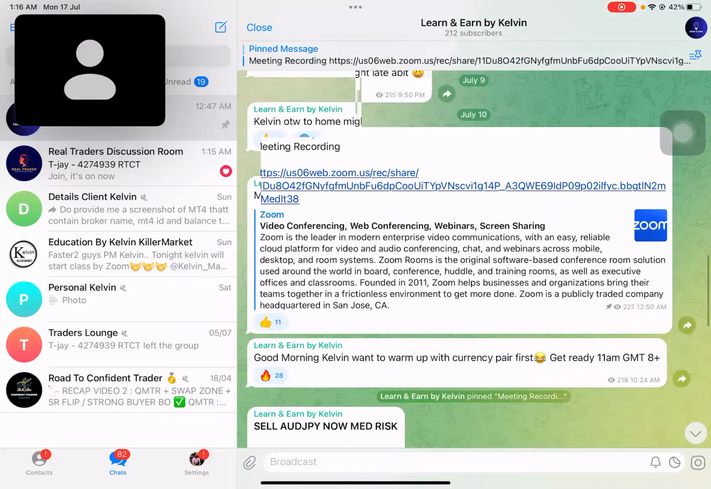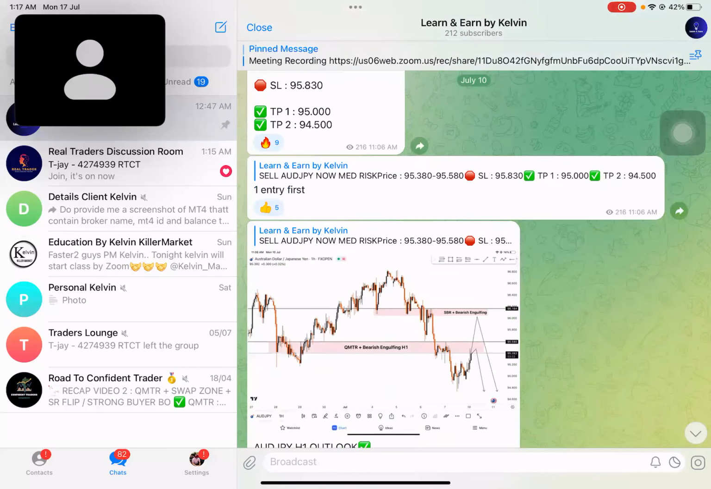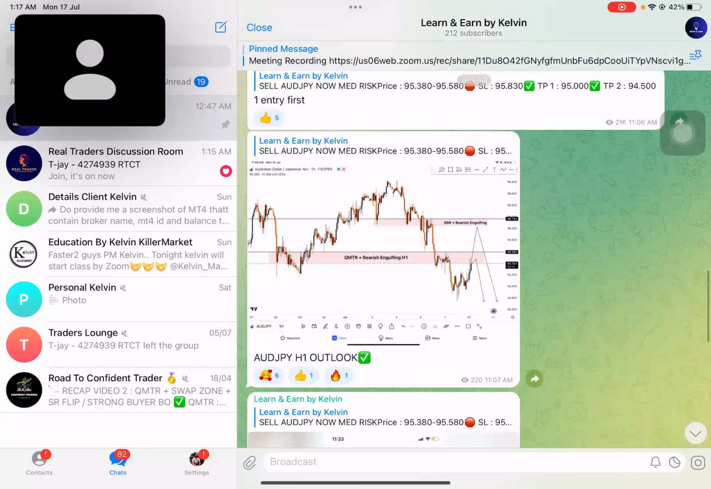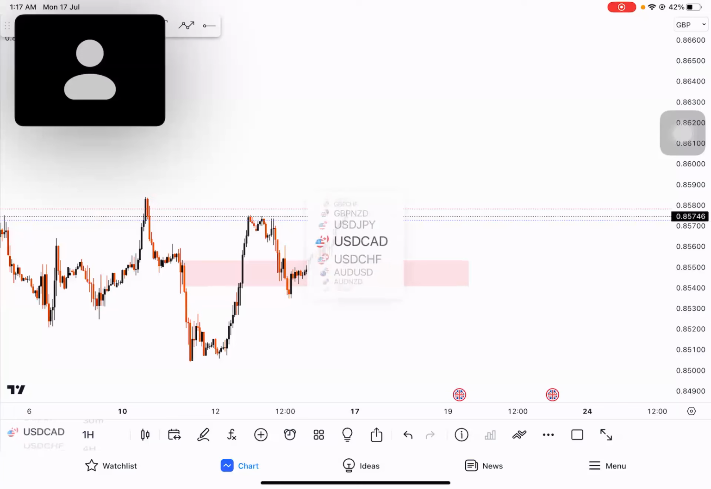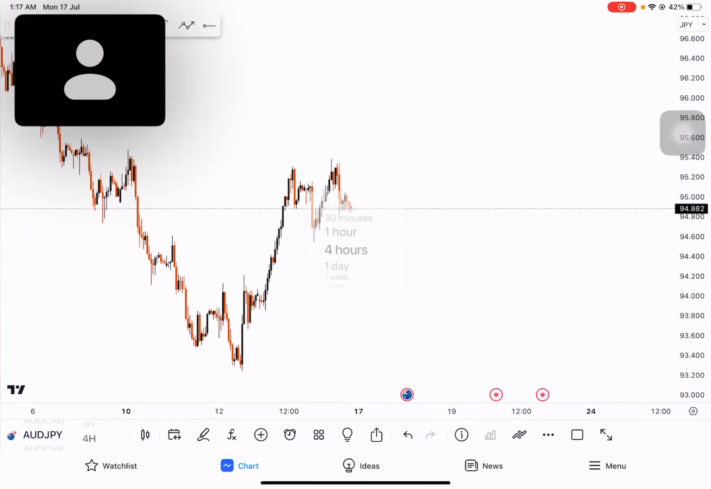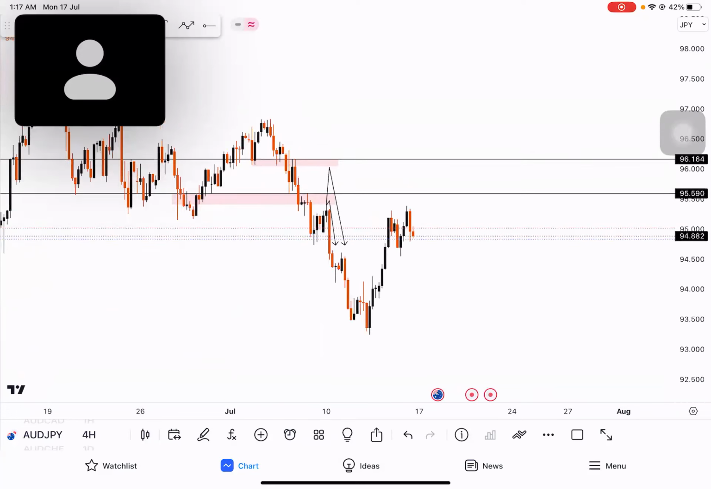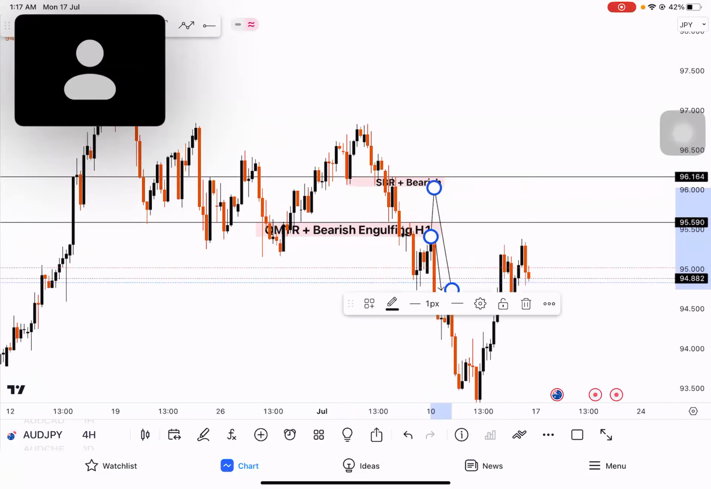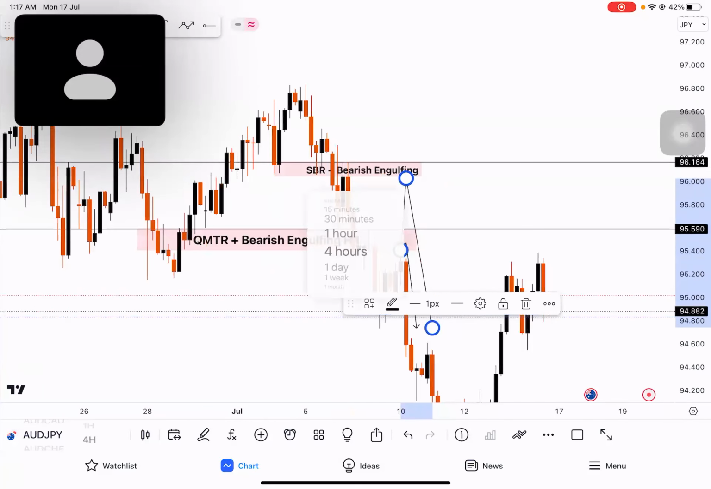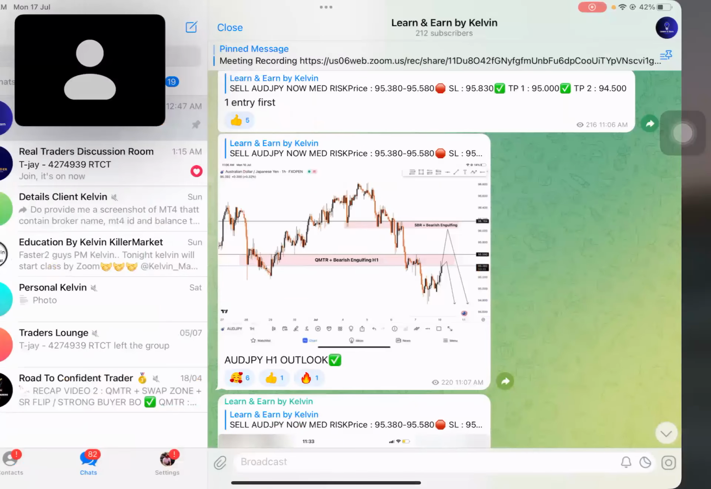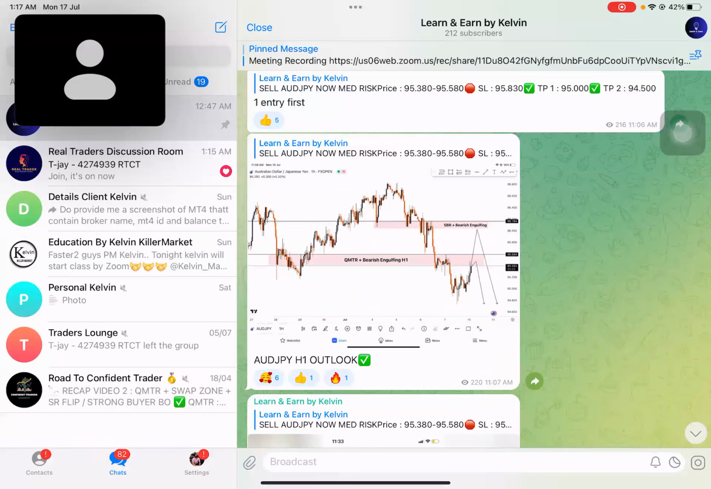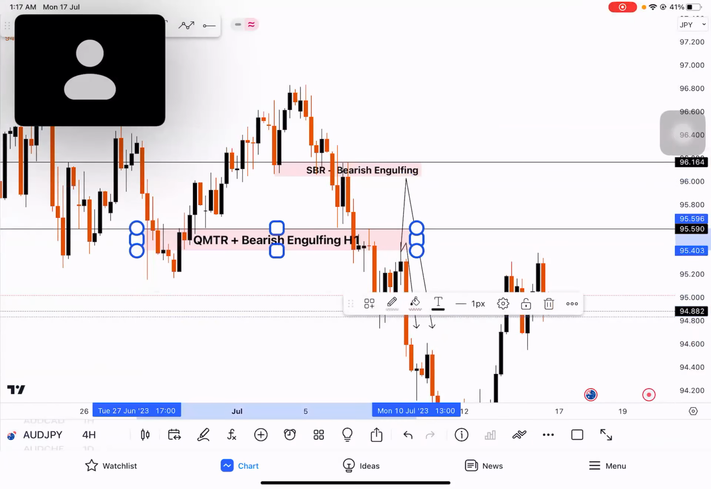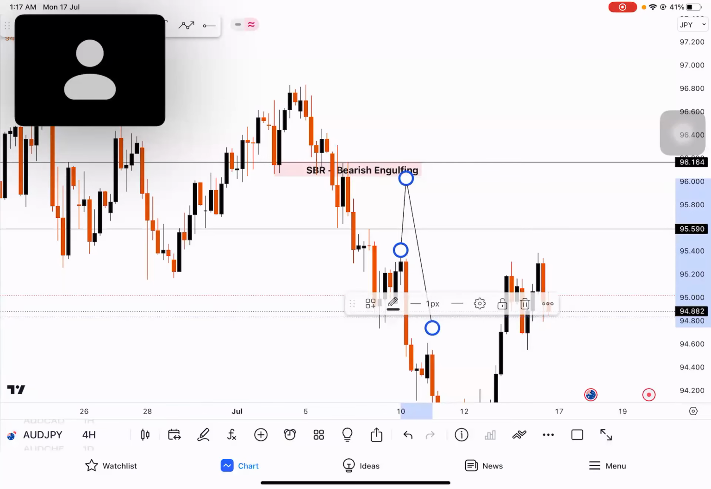This one is the first setup, selling AUD JPY in this level. Let's go AUD JPY. This is the mapping that I showed you, which I also showed in the Learn and Earn. I already posted here the H1 and also H4 outlook. When we are selling is when the price touches this area.